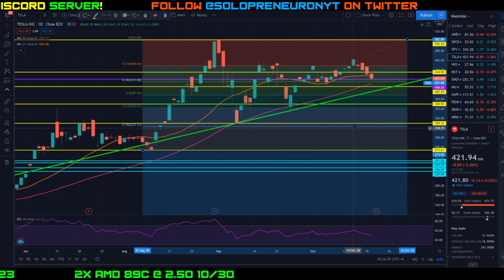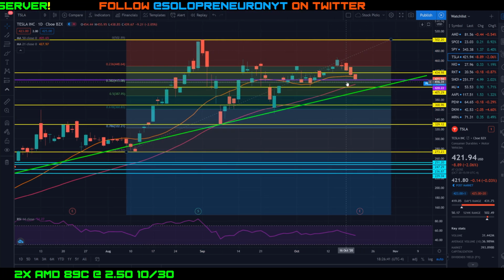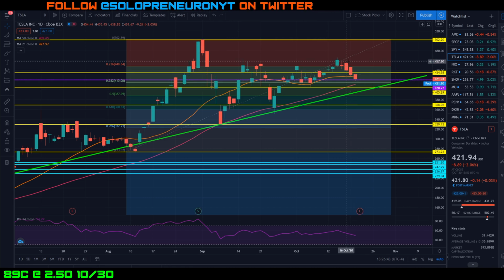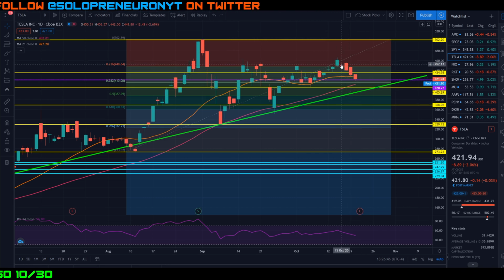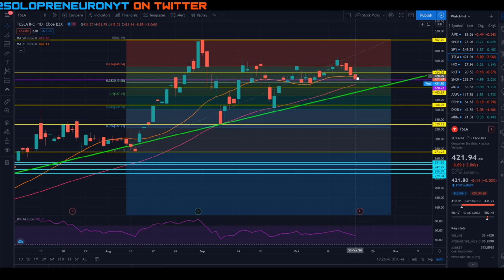For the time being also, just as a reminder, these are daily candles, so each candle represents one full day of trading. You can see Tesla has had 4 red days in a row, including today. This orange line represents the 21-day moving average, and the pink line represents the 50-day moving average.